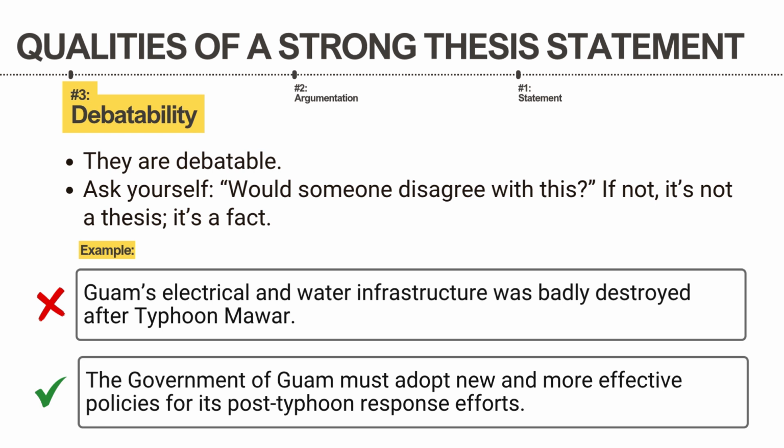So for example, Guam's electrical and water infrastructure was badly destroyed after Typhoon Mawar. No one would debate me on this. If I said this out loud, no one will say, like, hey, Christina, you're wrong. Everything was great. Because we know it wasn't, right? Several villages had no water for, what was it, about 2, 3 months, right? I had no power for a month and a half. So we know that there's no one who would disagree with this. So instead, let's make it debatable, right? So the government of Guam must adopt new and more effective policies for its post typhoon response efforts. So now the writer has an opinion here. They're saying the government of Guam needs to do these things, right? So here, this is more debatable.